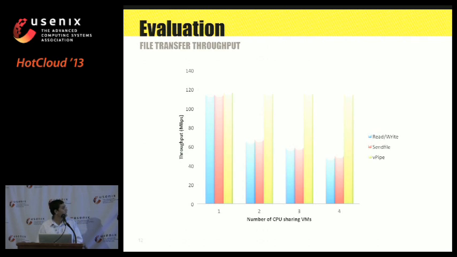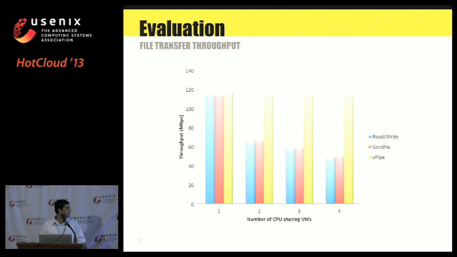For the very first experiment, we wrote a simple application which reads a file from the disk and sends it to a client located on some other physical machine. This application uses three modes. First, the basic standard read-write. Then the sendfile system call. And finally, the vPipe system call. We sent a 1 gigabyte file to a client while varying the number of VMs sharing the CPU core from 1 to 4.